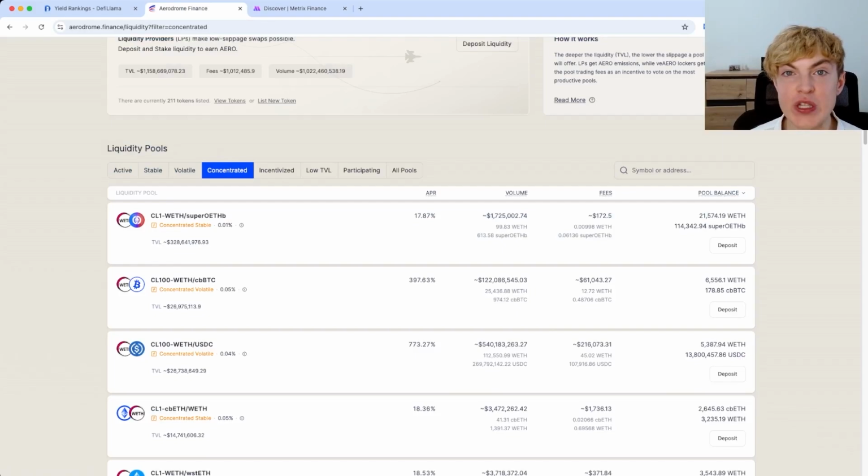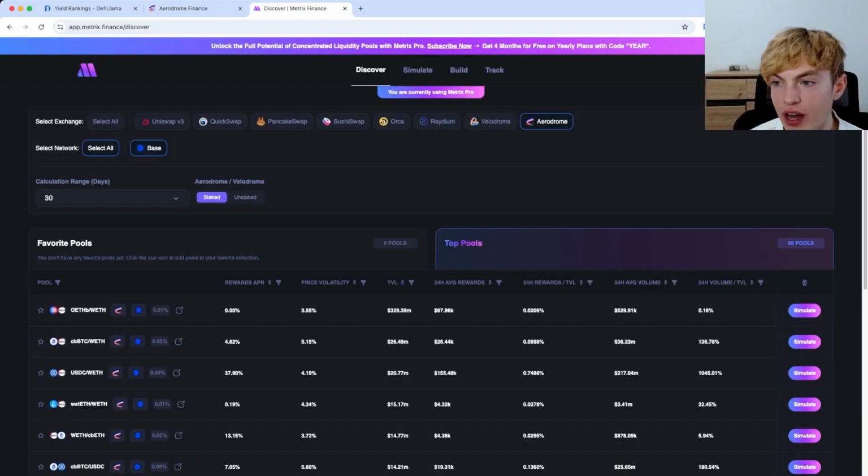But the good thing is there aren't a ton of concentrated liquidity pools over on Aerodrome, because if you look over on the right, it shows us only 60 pools that we'd have to sort through. So you don't technically need to use a ton of filters to sort through a ton of pools.